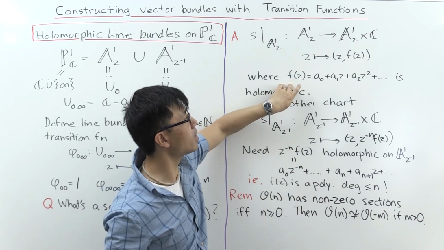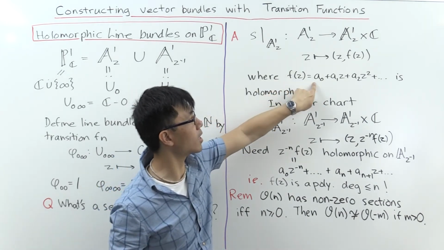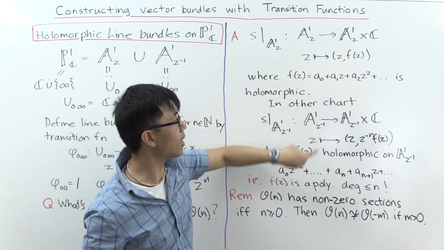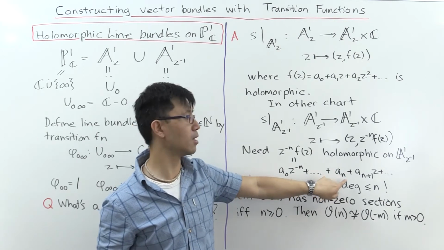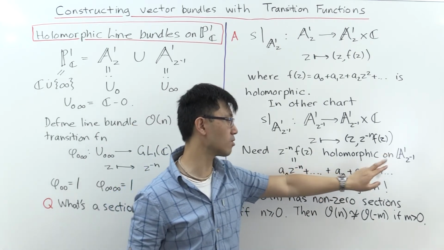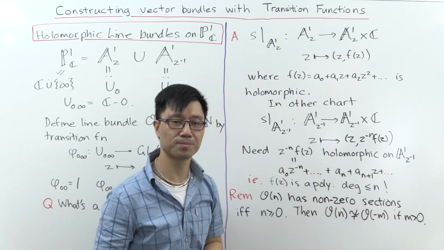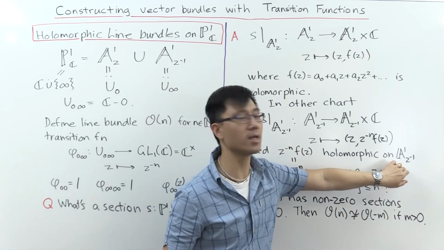So here's f of Z, and we just multiply it by Z to the minus n. When we do that, you get a0 times Z to the minus n, plus, and you keep going until you get to the nth term, an, and then you add the rest of the terms, an plus 1 times Z, plus, and so forth. And remember, this has to be holomorphic on this patch A1, Z inverse.